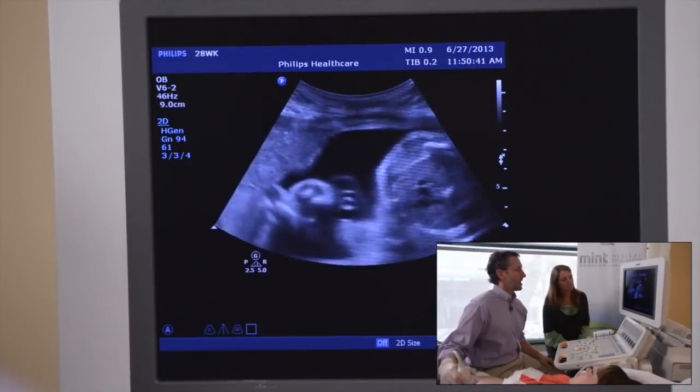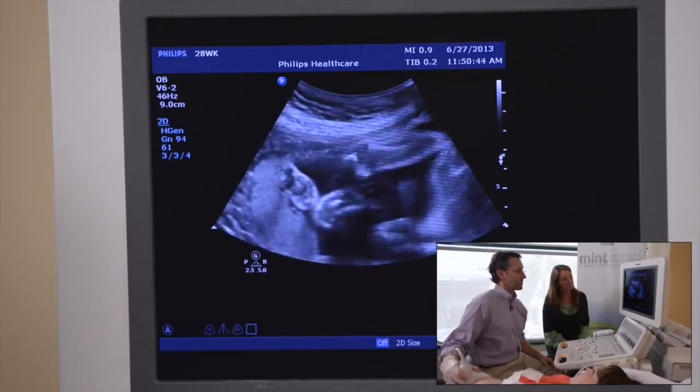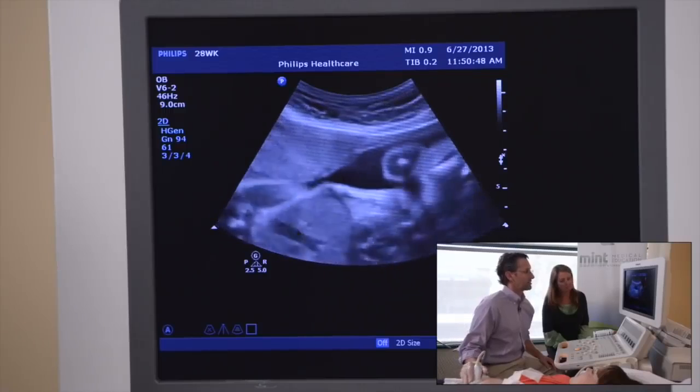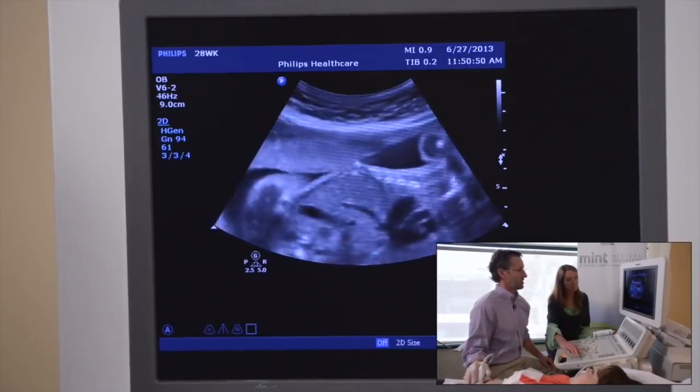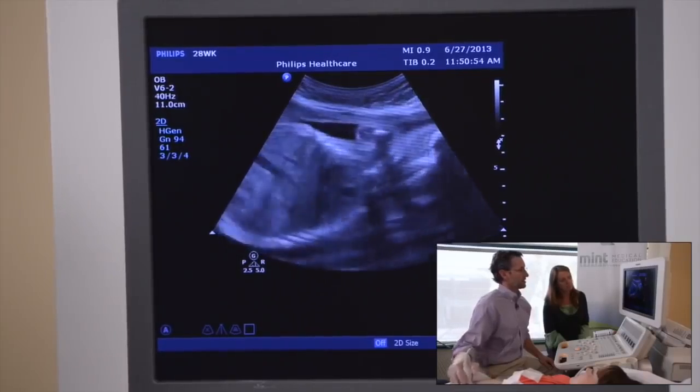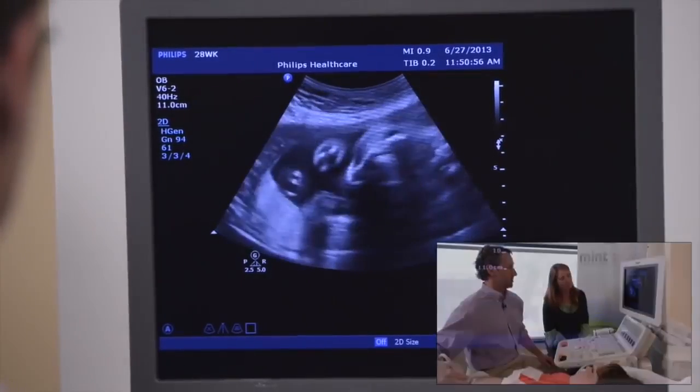So if we come over now in front of the baby and come back and kind of angle back, we can actually look at those outflow tracts a little better here.